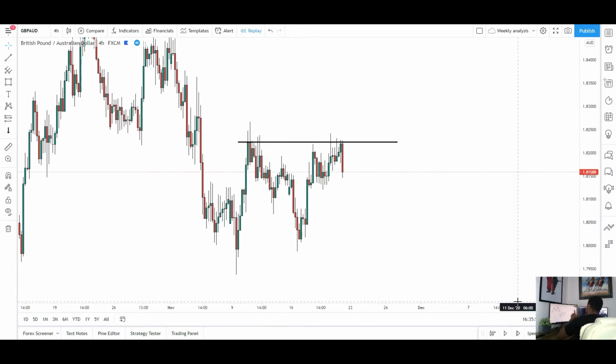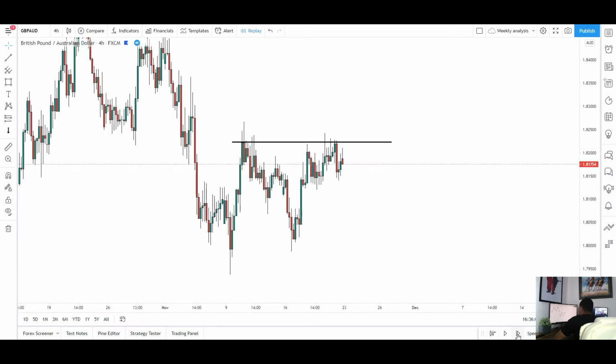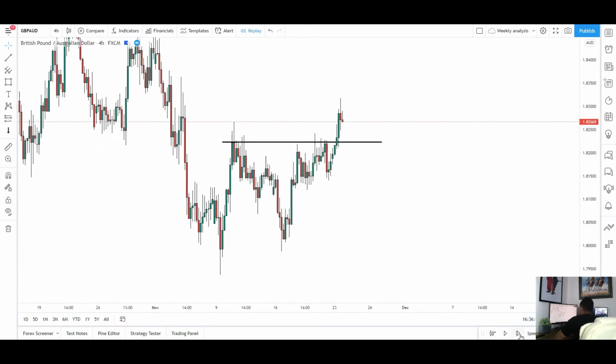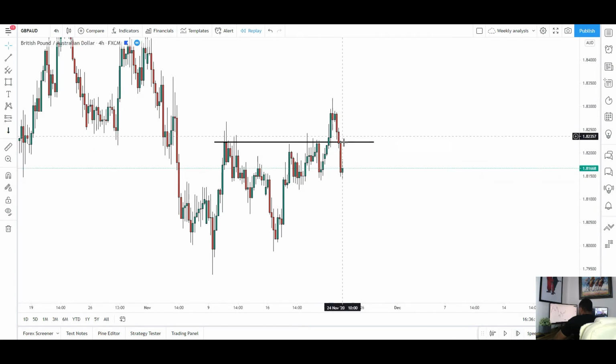Again, you want to see at least two or three tests of this level. Two is fine, three is even better, but at least two or three tests of this level to confirm its level of resistance before looking for that breakout. So you can see a really nice area of resistance. Then we get the manipulation here, a really nice push to the upside, big consolidation and a big push to the downside.